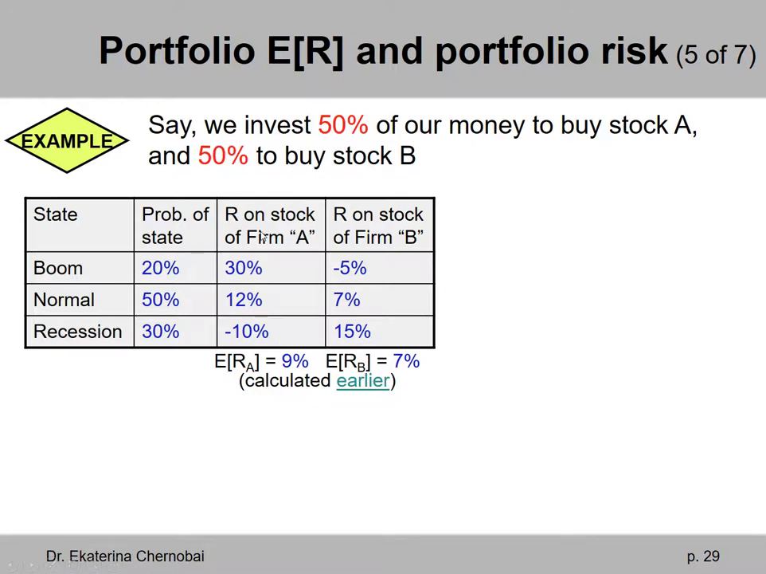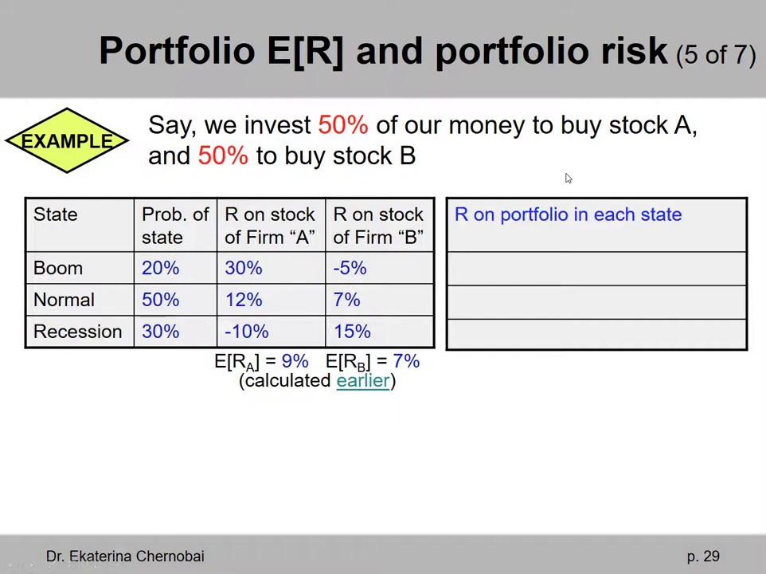Earlier, we calculated the expected return for A and B. For stock A, the expected return was 9%. For stock B, the expected return was 7%. Okay, so we want to calculate the portfolio return, expected return on the portfolio, expected variance of portfolio returns, and expected standard deviation of portfolio returns. The same exact things we were calculating for a single stock. Now, we are not buying a single stock. We are buying two stocks from two different companies, A and B.